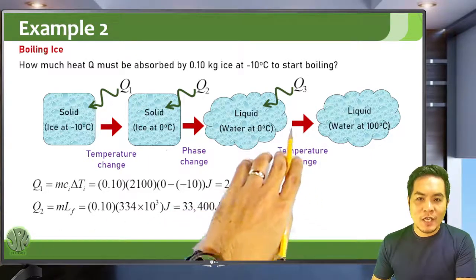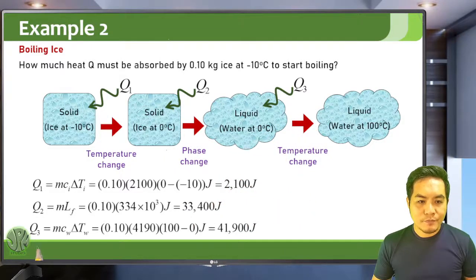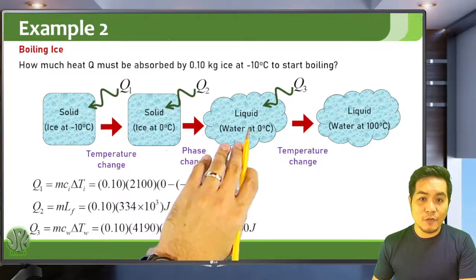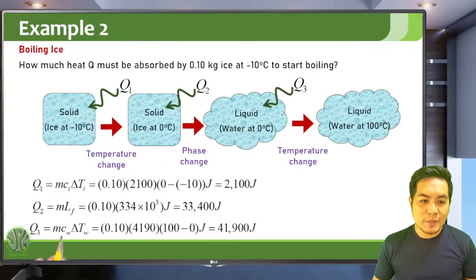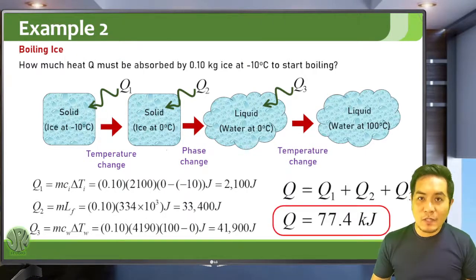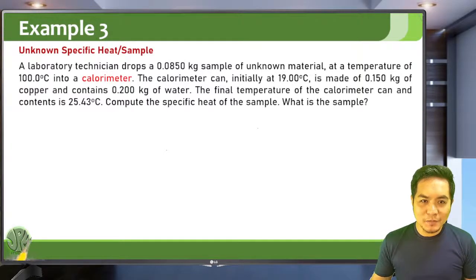And lastly, Q3 is a temperature change from 0 to 100. Since the state involved here is now liquid water, you use the specific heat of water, which is 4190 joules per kilogram Celsius degree. The final temperature is 100 degrees Celsius, the initial temperature is 0 degrees Celsius, and you will get a value of 41,900 joules. So you add all of these three to get the total absorbed heat, which is 77.4 kilojoules.